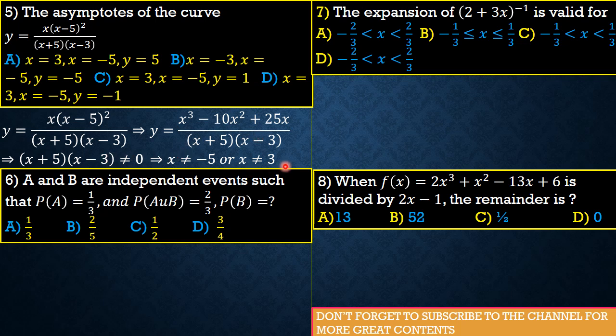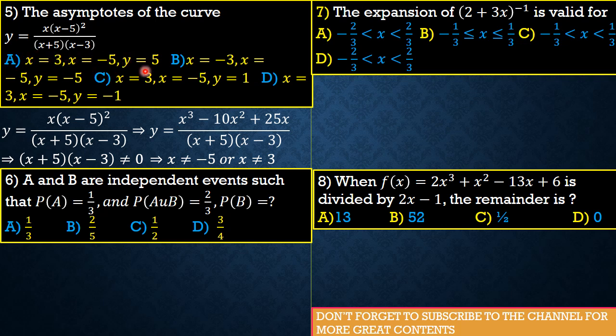Now, since we have the vertical asymptotes and the degree of the numerator is more than that of the denominator, we can also conclude that this curve has no horizontal asymptote. It has a slant asymptote, and that slant asymptote must be a line, and not a function. So if you look at the options now, we have x equal to 3, x equal to -5.